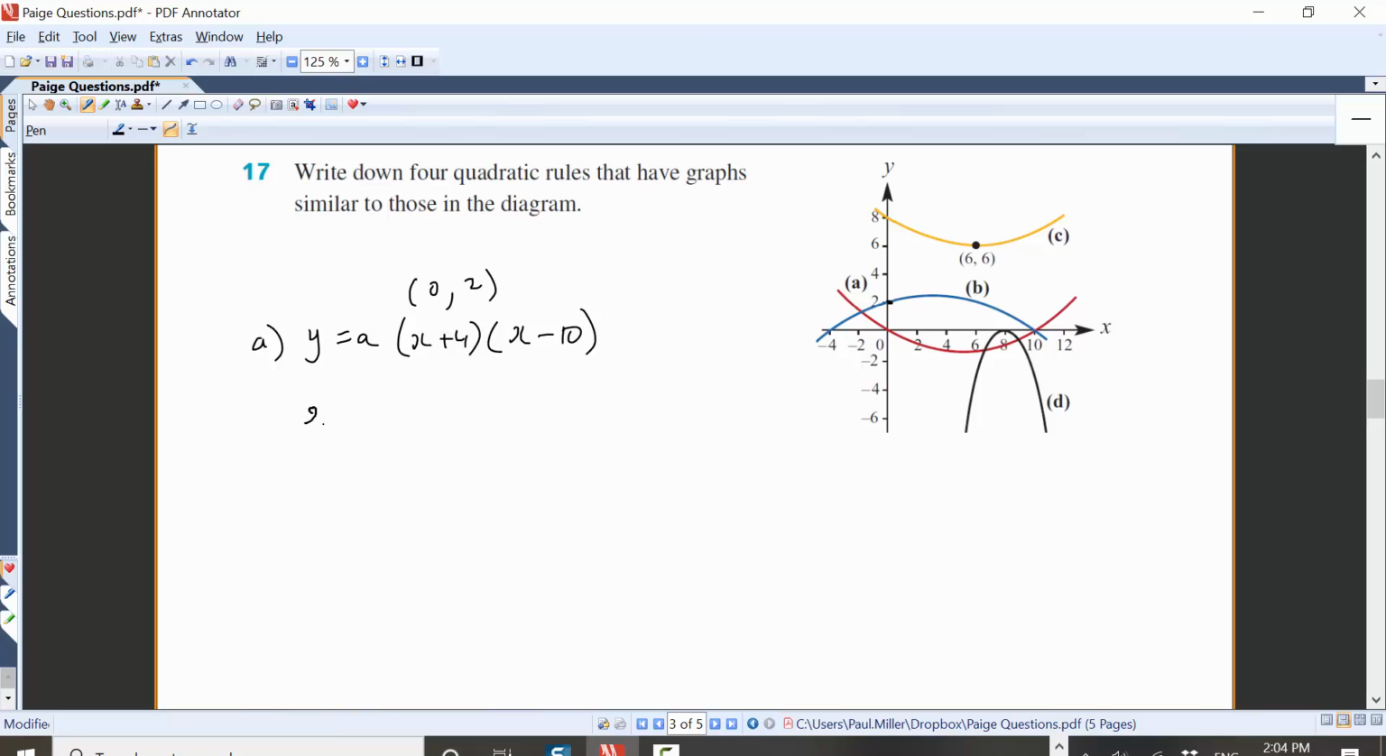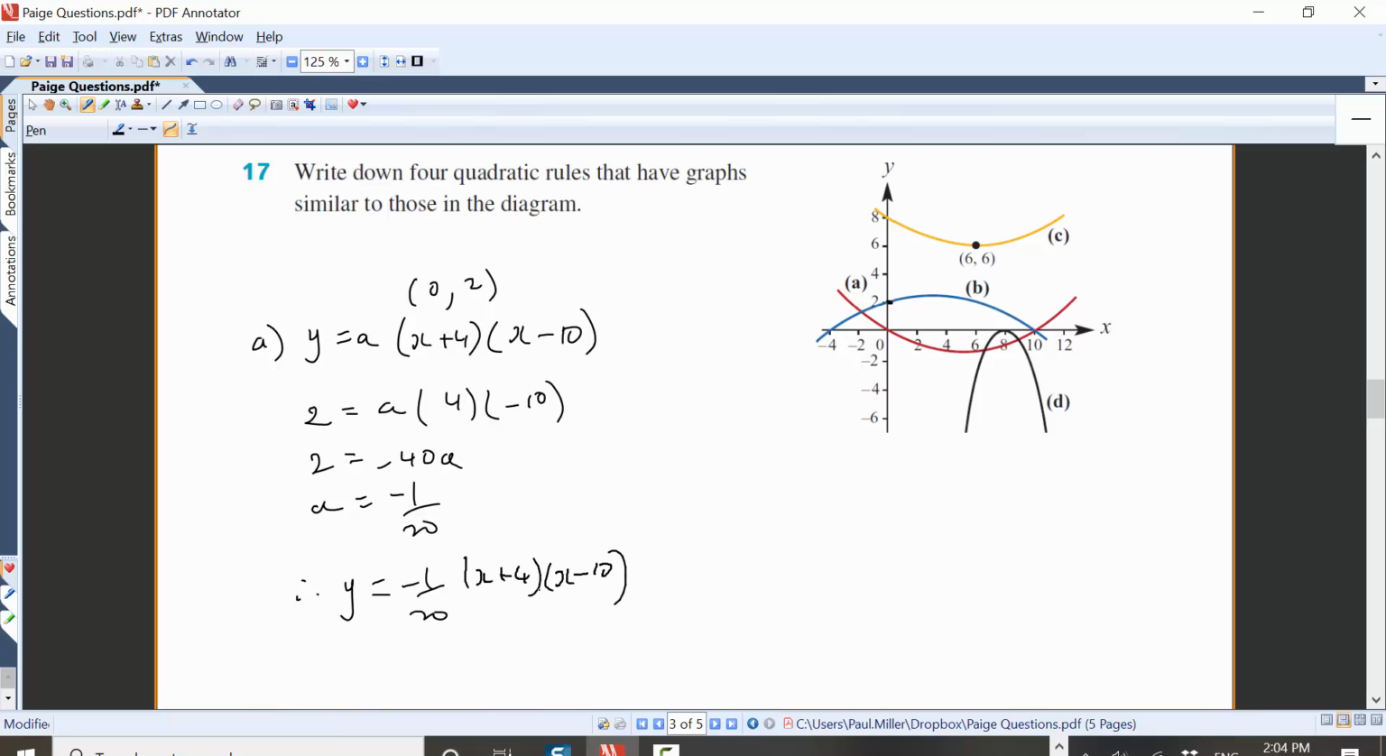So I'm going to sub that in. 2 = a(4)(-10). 2 = -40a. a = -1/20. Therefore, my function is y = -1/20 (x + 4)(x - 10).